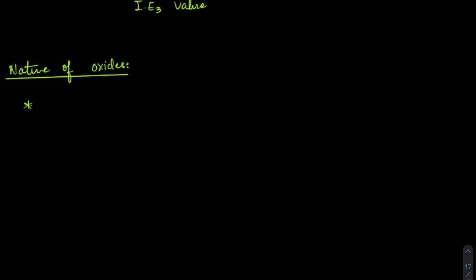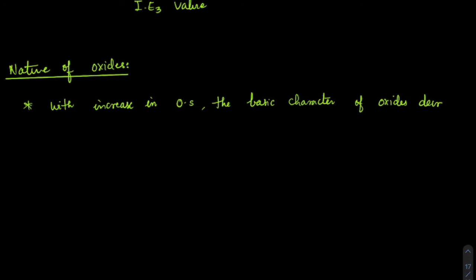First, what we can see is that with an increase in oxidation state, the basic character of oxides decreases. Why does that decrease? As you go towards the higher oxidation state, its ability to accept electrons increases, right? So that means it has Lewis acidic character. Lewis acidic character is increasing, which means basic character is decreasing.